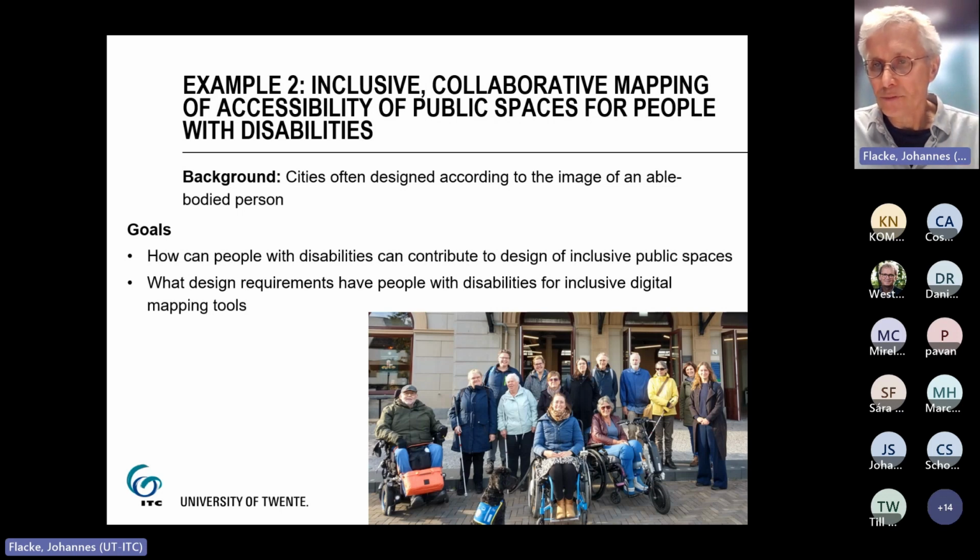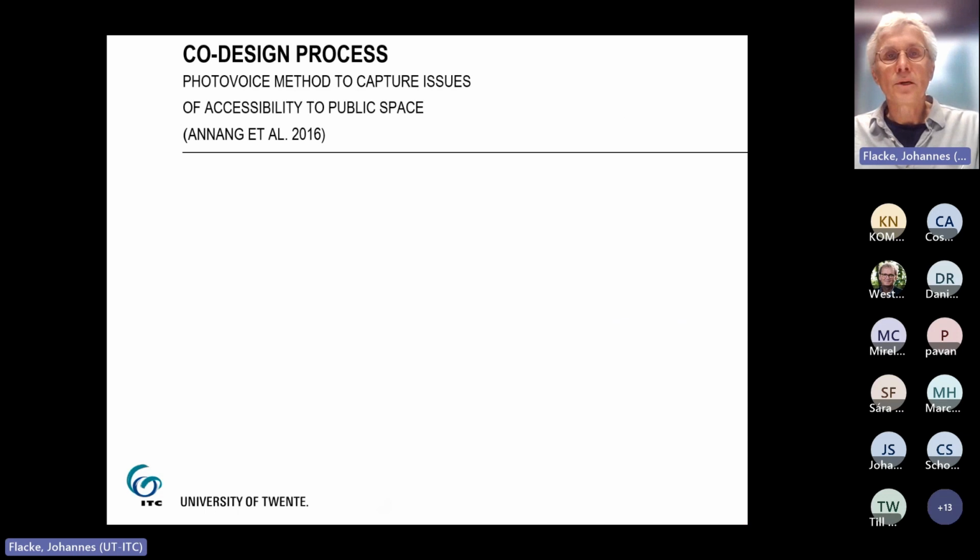The case study group, the target group that we work with, is of course of a different level and it's a different story. That's why here they would not be able to write any user stories as we did before. That's why we chose a completely different approach. What we did is we applied the photo voice method. So we went out into the streets with them to capture issues of accessibility to public spaces.